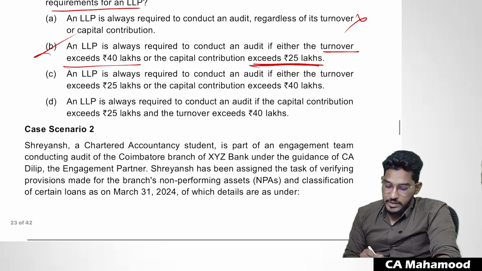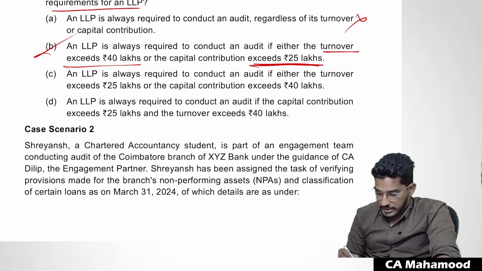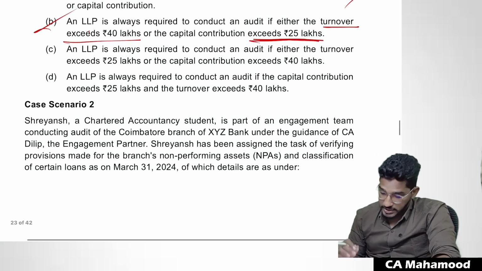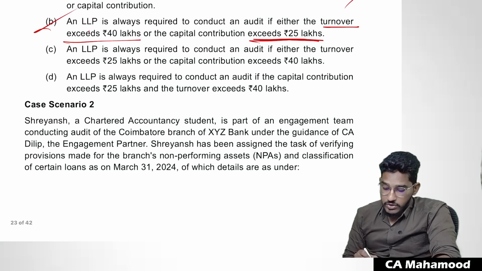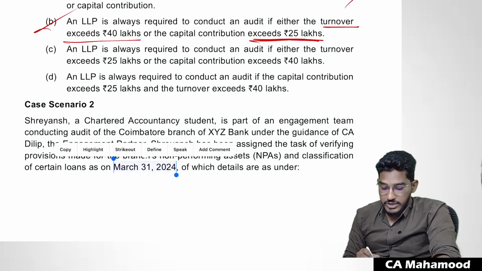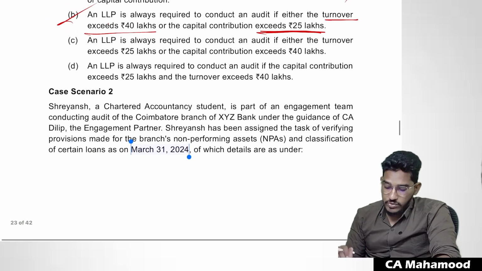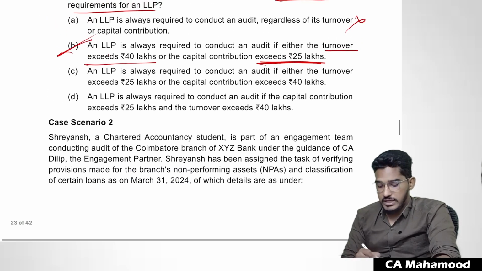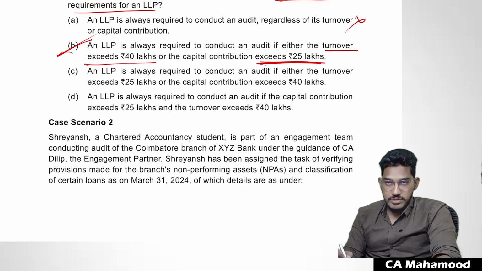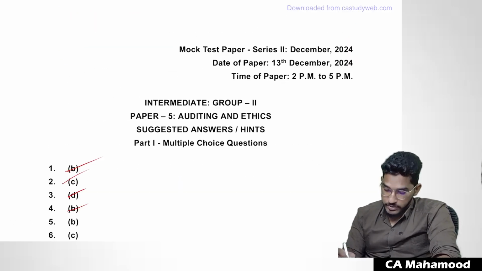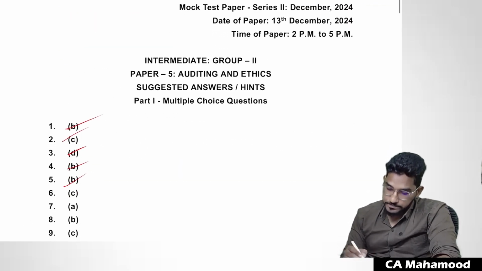Yes. An LLP is always required to conduct an audit if either the turnover exceeds 25 lakh rupees or capital contribution 40. No, turnover should be 40, capital contribution should be 25. An LLP is always required to conduct an audit if the capital contribution exceeds 25 lakh rupees and the turnover exceeds 40 lakh rupees. No, even if one of the conditions gets satisfied, an LLP is required to undergo mandatory audit. So fifth option should be B.